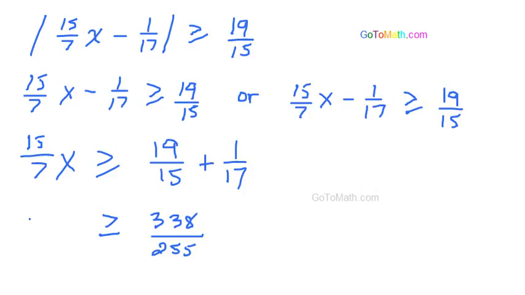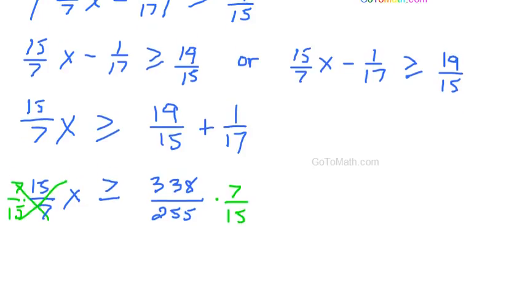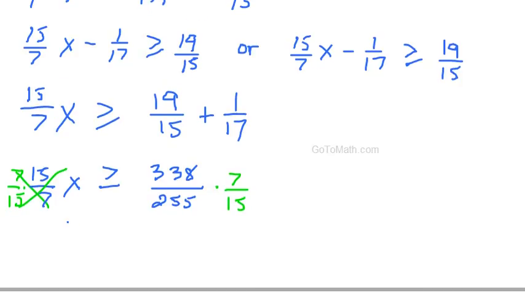Now we've got 15/7 x, and what we're going to want to do is multiply this side by 7 over 15, not 17. That means we have to do the same thing to this side. Those guys will cancel out. I will give you a hint on that. x is greater than or equal to, and we're going to multiply that by 7 over 15, and hopefully something cancels out.